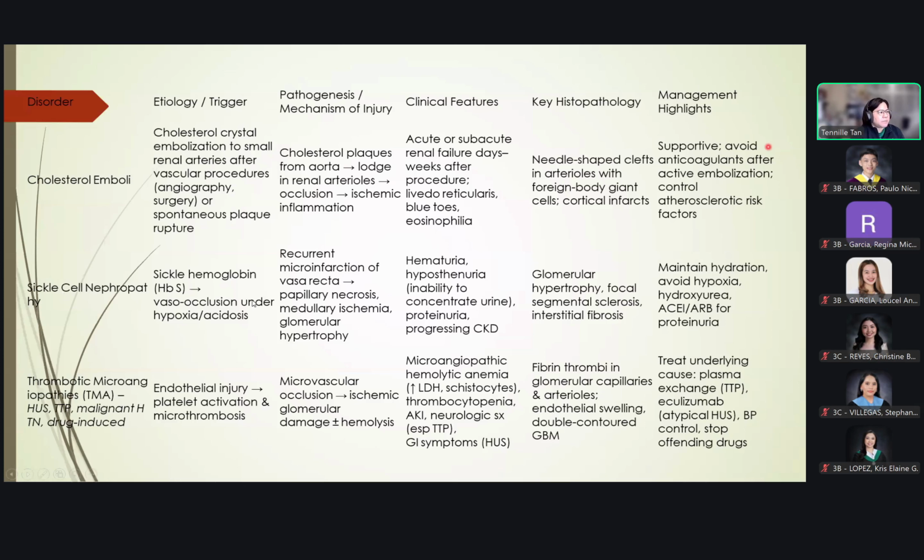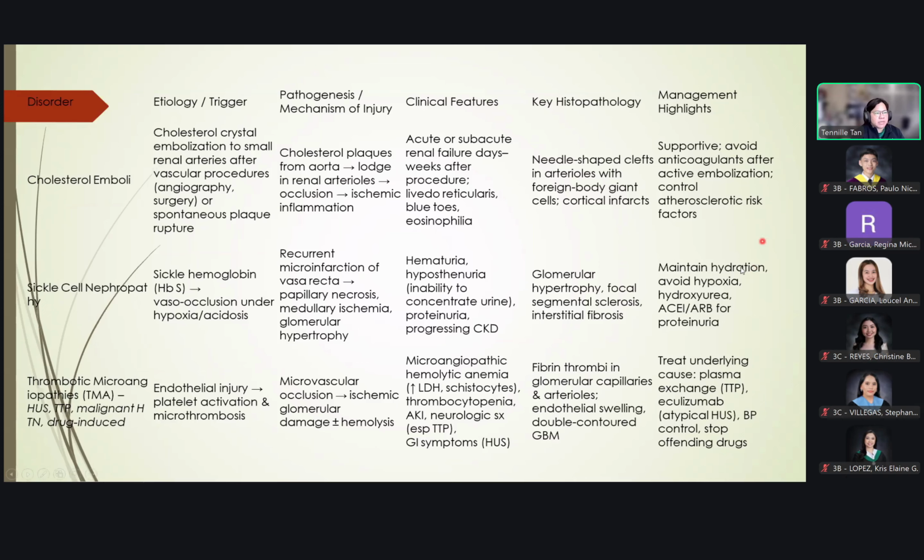For sickle cell, patients with sickle cell hemoglobin might have vaso-occlusion under states of hypoxia or acidosis. Pathogenesis is recurrent microinfarction of the vasa recta, which leads to papillary necrosis, medullary ischemia, and glomerular hypertrophy. Patients will have hematuria and hyposthenuria, meaning the inability to concentrate the urine. They might have proteinuria and eventually progressing CKD. Key histopathology is glomerular hypertrophy, focal segmental sclerosis, and interstitial fibrosis.